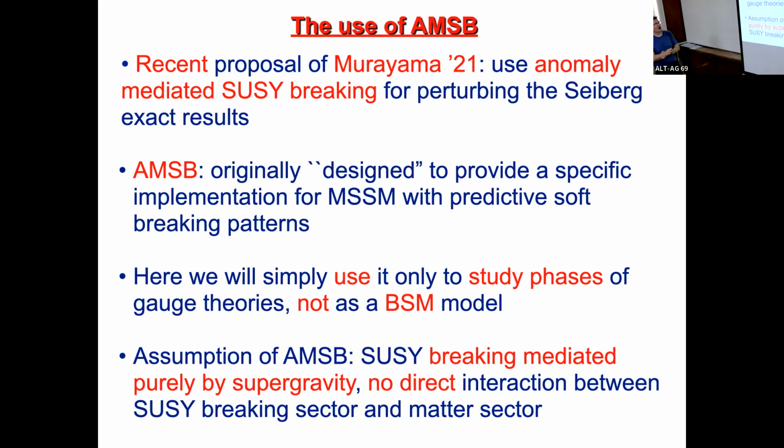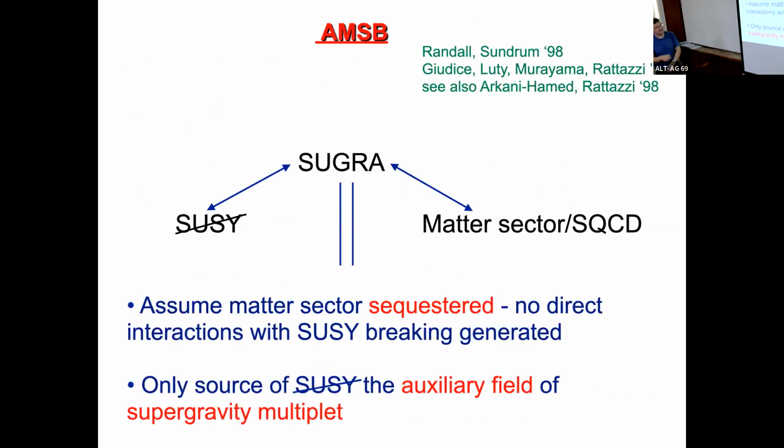So that's how we are going to be thinking about anomaly mediation. Again, the assumption here is that SUSY breaking is mediated purely by supergravity, and there will be no direct interactions between the SUSY breaking sector and the matter sector. This initiated as a theory of BSM because it gave a particularly nice and predictive theory for the pattern of the soft supersymmetry breaking terms.